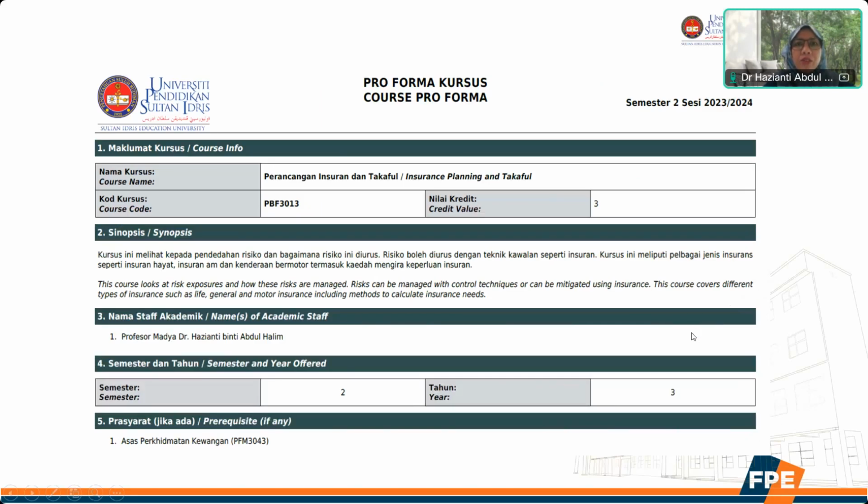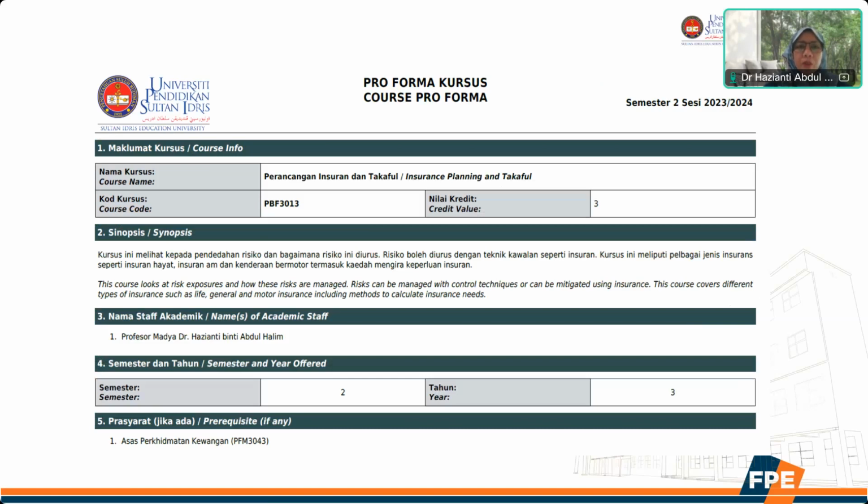All right, so I will go straight to our course info. So this is PBF3013 with a 3 credit value. And that's my name there. A prerequisite for this course is actually Fundamental of Financial Planning, Asas Perkhidmatan Kewangan, PFM3013. So I'm sure everybody has taken and passed this course because that is actually your Module 1. And here with me, you're doing Module 2.